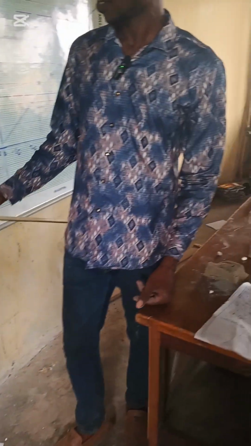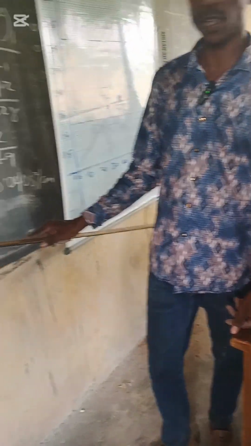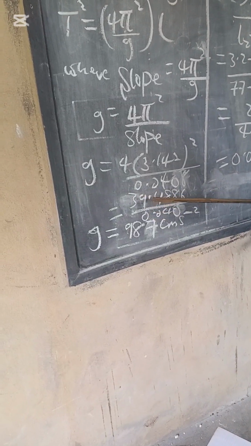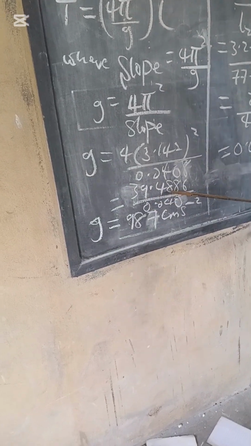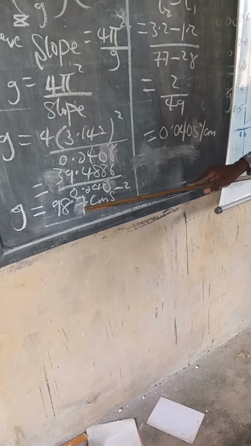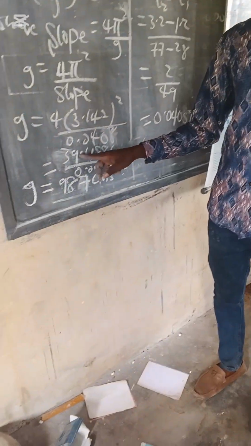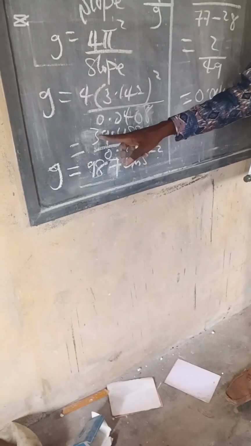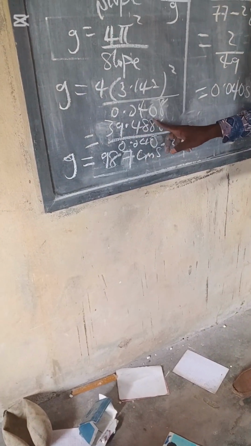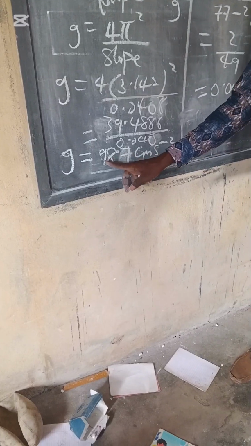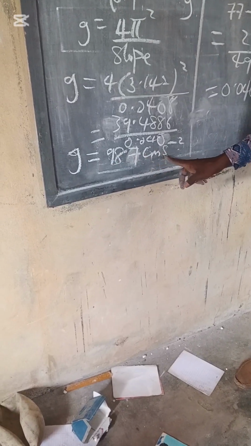Then, this multiplied by this will give us this. This one is the slope, which is this. So 39.4886 divided by 0.040 will give us 987 cm. This is where we stopped. 39.488 divided by 0.04 gives us 987 cm per second square.